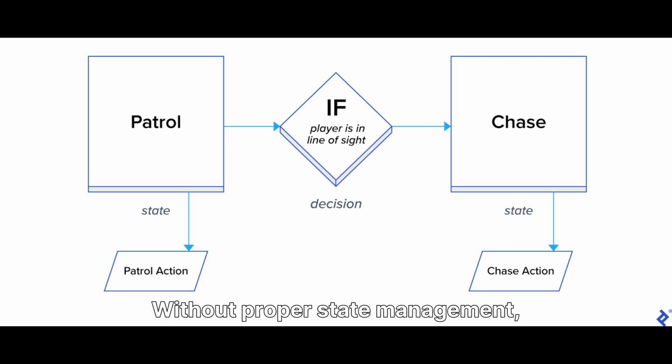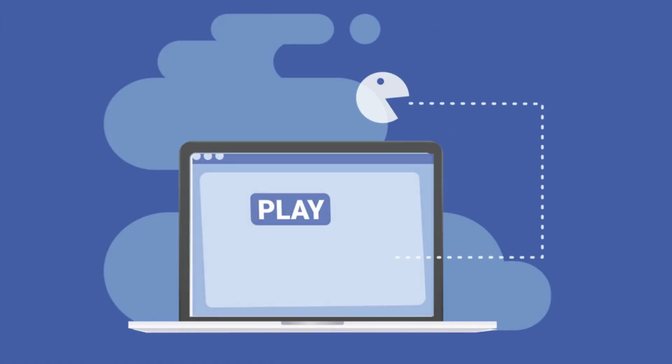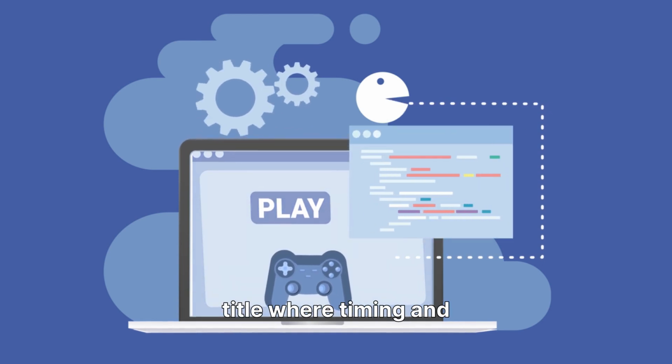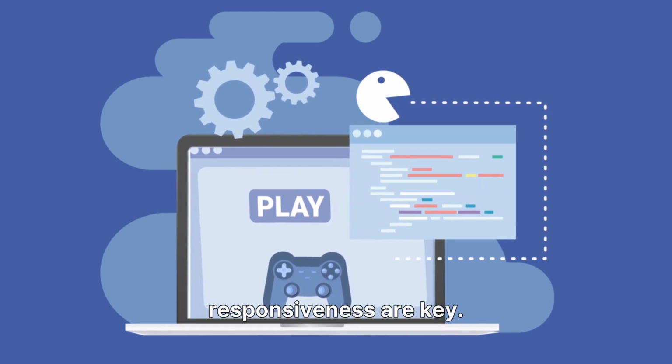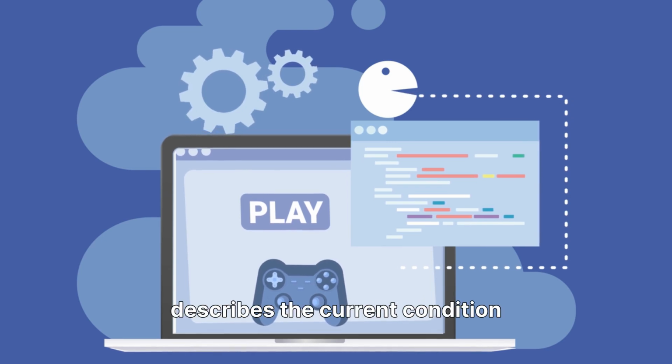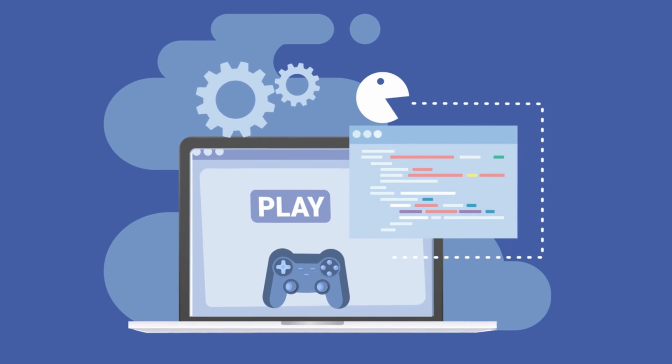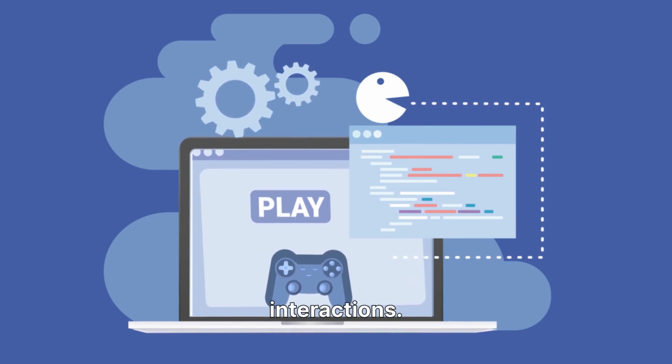Without proper state management, your game logic can quickly become tangled and difficult to maintain, leading to bugs and development slowdowns. We'll begin by defining what a game state is and why it's essential for any game, especially in an action-oriented title where timing and responsiveness are key. A game state essentially describes the current condition or mode of a game entity or the game as a whole, dictating its behavior and interactions.